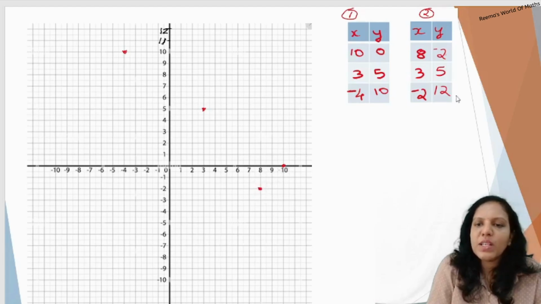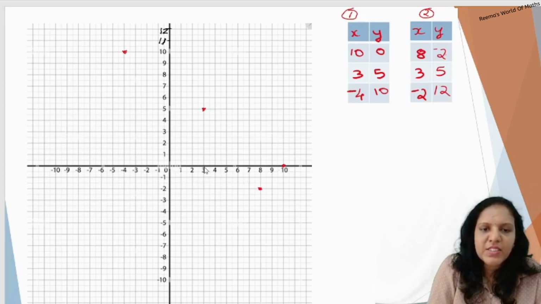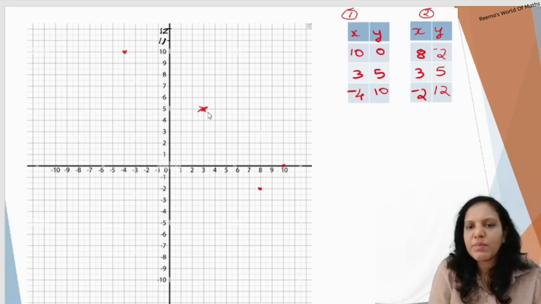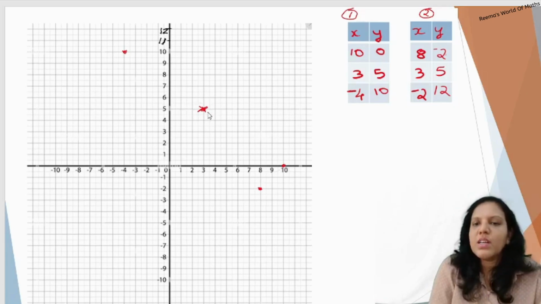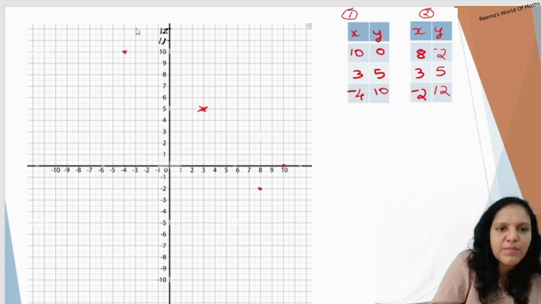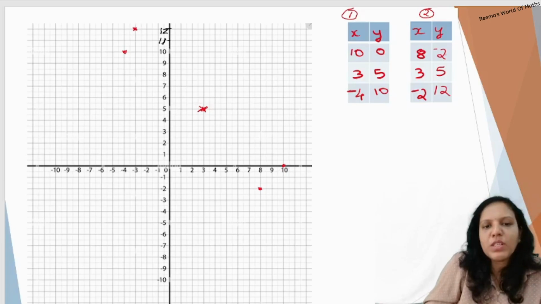And the second one, x is 3 and y is 5. So it falls on the same point. So already we have the solution. Anyway, we will draw the line and join the points together. Then the third one for the second equation is x equal to minus 2 and y equal to 12, which is here. So now we have found 3 points for both equations.